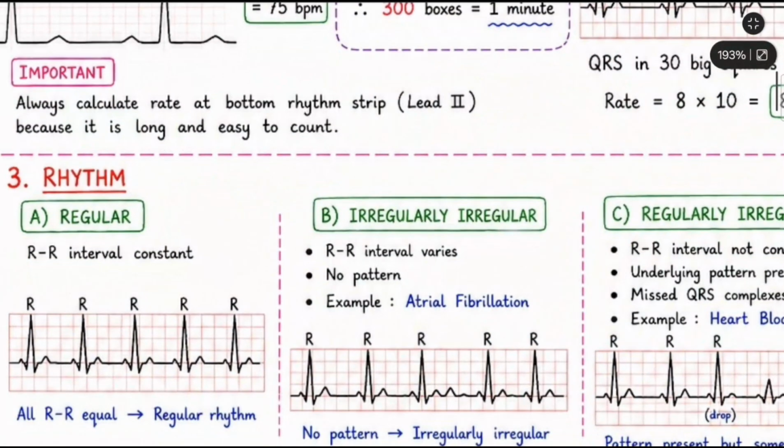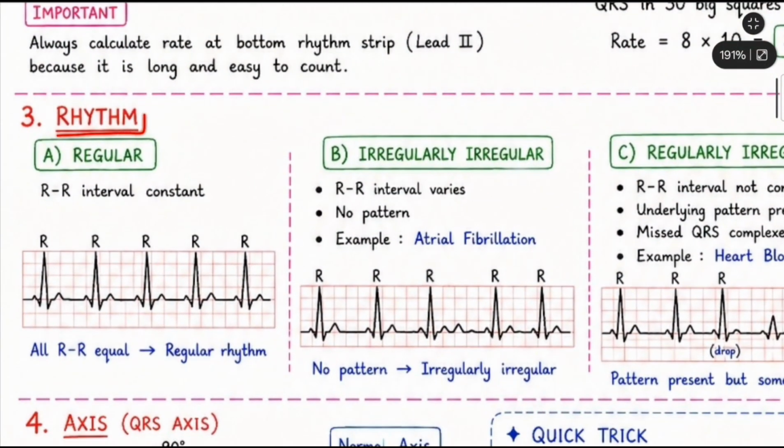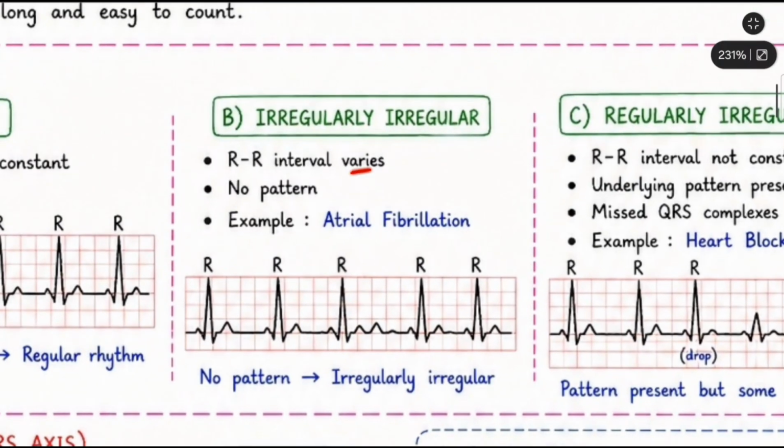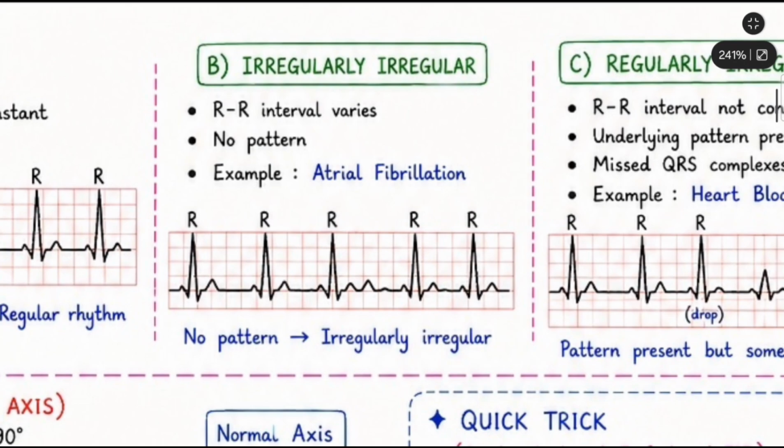After calculating the heart rate, the next question is: is the rhythm regular or irregular? There are 3 possibilities. First is regular rhythm. Measure the RR interval. If every RR interval is equal, the rhythm is regular. Second is irregularly irregular rhythm. Here, the RR interval varies continuously. There is no repeating pattern. Every beat is unpredictable. The classic example is atrial fibrillation. Whenever you see an ECG with completely random RR intervals, think of atrial fibrillation.